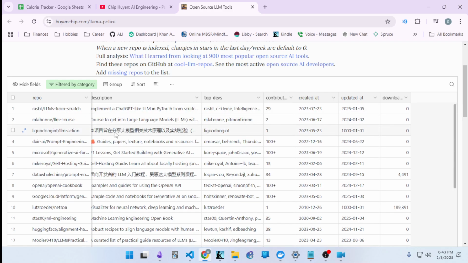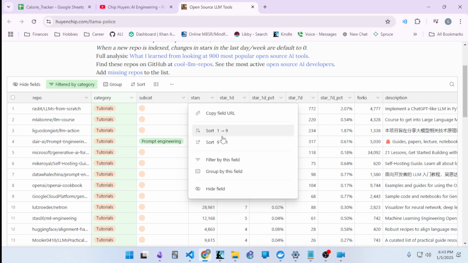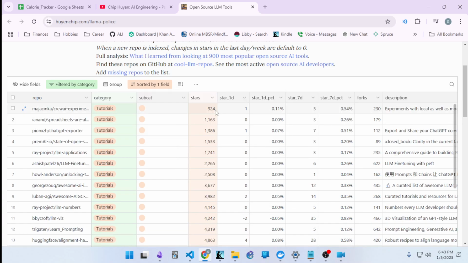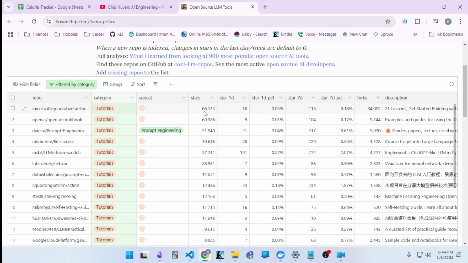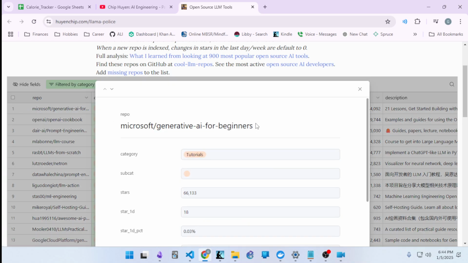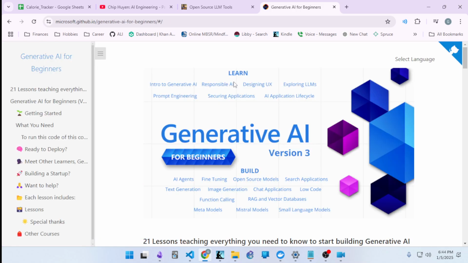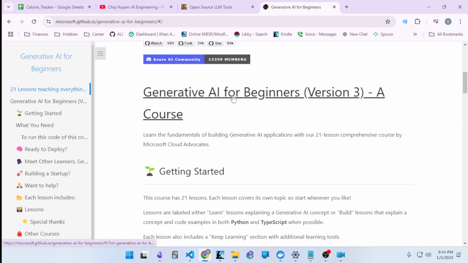So now let's sort it by number of stars. Okay, so we've got a tutorial there that 66,000 people have taken, and it looks like it's from Microsoft open source. So, Generative AI for Beginners. This will give you everything you need to know to start building generative AI applications. So look at that. Doesn't get any better than that.